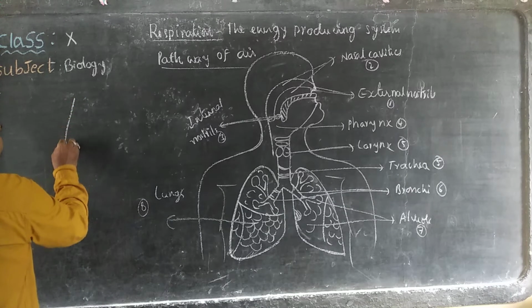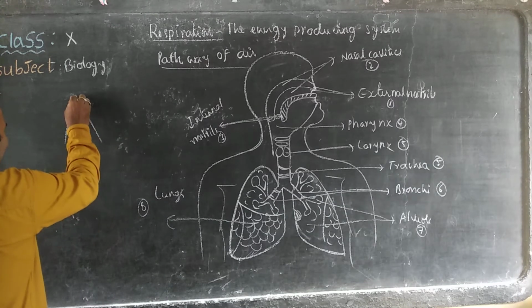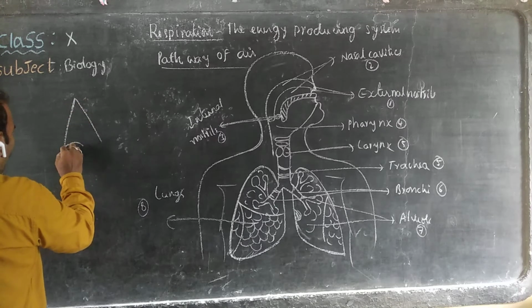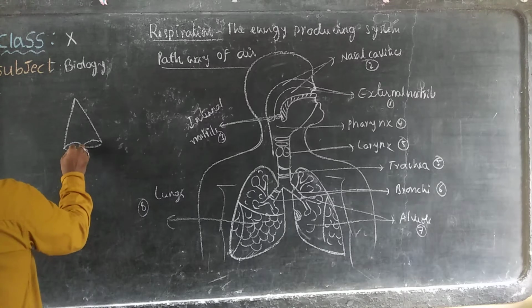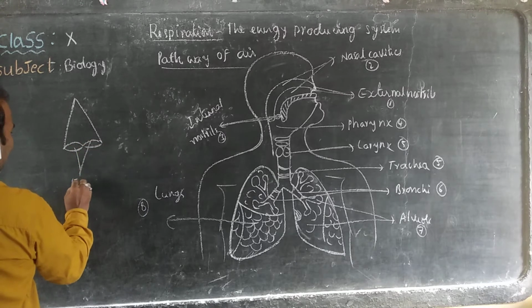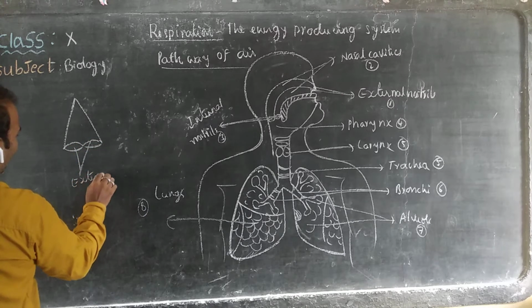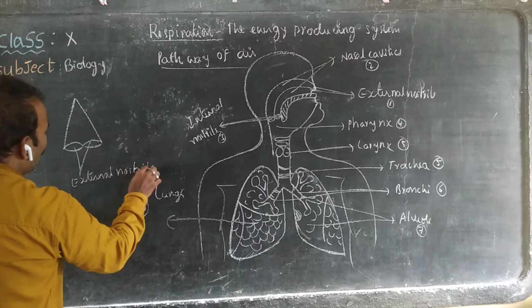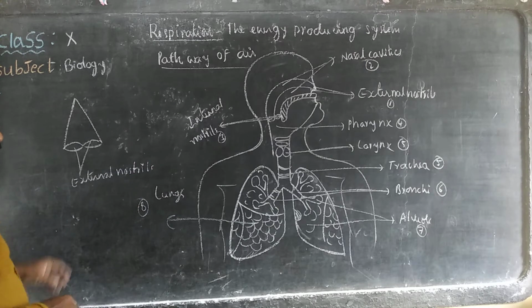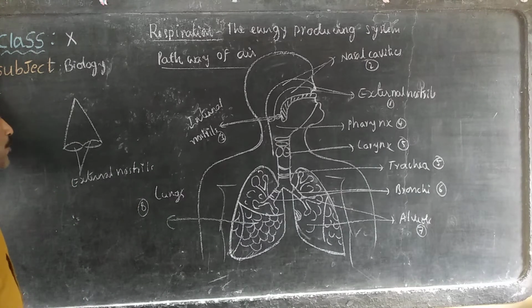The human respiratory system is open to the outside through two small holes or apertures. These are called external nostrils. External nostrils are the only opening parts of the human respiratory system. So there are two external nostrils.